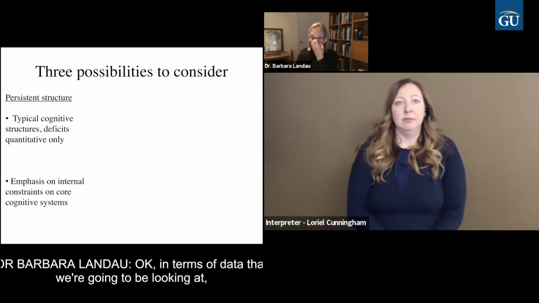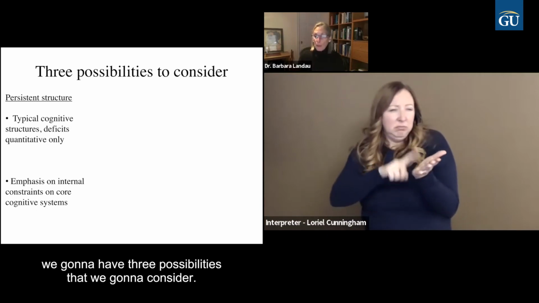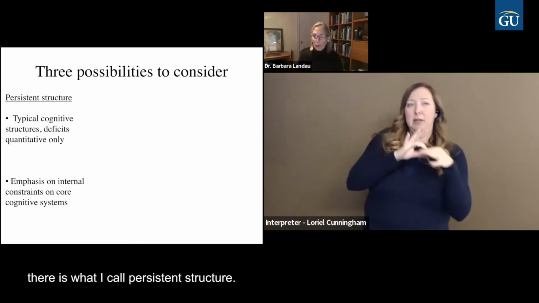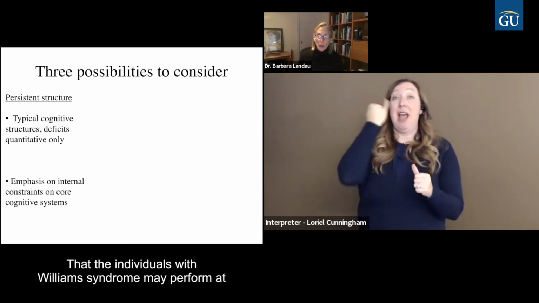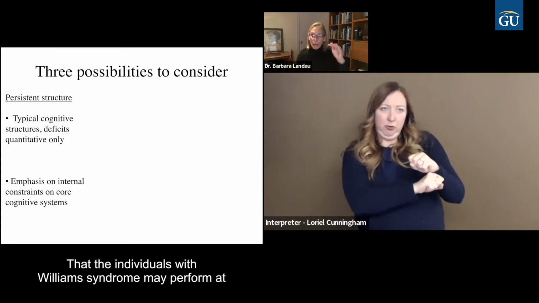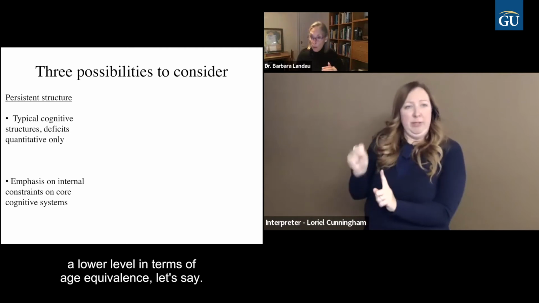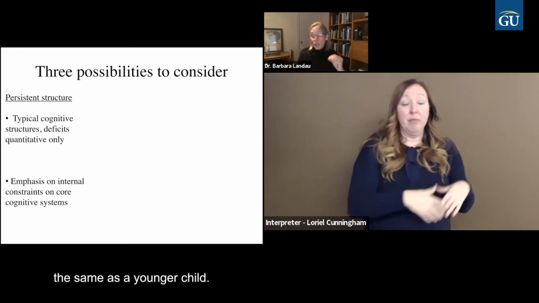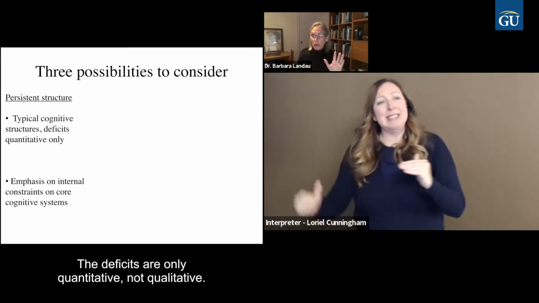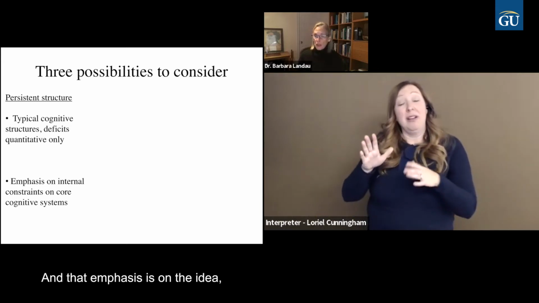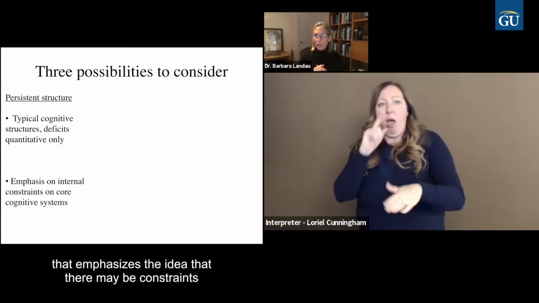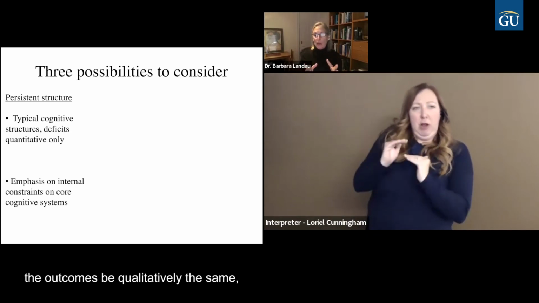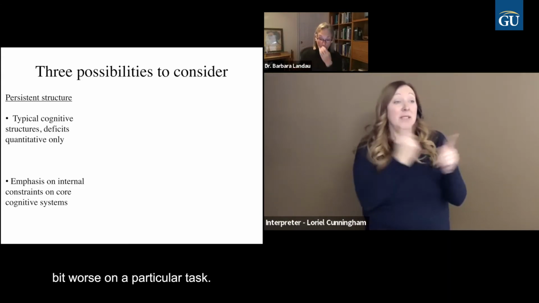Okay, in terms of data that we're going to be looking at, we're going to have 3 possibilities that we're going to consider in terms of the outcomes. One is the idea that there is what I call persistent structure, that the individual with Williams syndrome may perform at a lower level in terms of age equivalence, let's say, but actually the performance is qualitatively the same as a younger child. The deficits are only quantitative, not qualitative. And that emphasizes the idea that there may be constraints internal to any cognitive system that have the outcomes be qualitatively the same, even though you could do better or a little bit worse on a particular task.